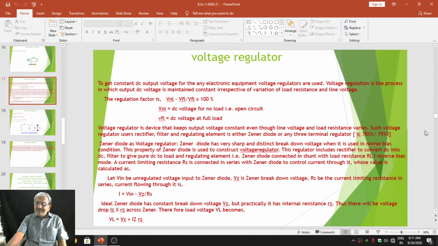We started this topic with the rectifier, where the AC is converted into DC. Then we studied the filters. By using filters and the rectifier, we have obtained pure DC at the output. Now, our aim is to obtain the constant output voltage required for the load or for the instrument to be operated.